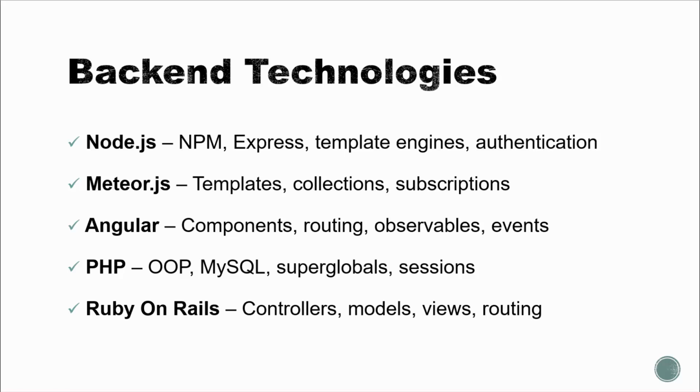Meteor.js is a framework that runs on the front end and back end, and we'll be learning about templates, collections, subscriptions, and Meteor uses MongoDB on both the front end and back end, so we'll be working with that as well. And we'll build a quick to-do list. For Angular, we'll be working with Angular 2, components, routing, observables, events, and we'll build a simple blog system. PHP, we'll talk about all the basics of PHP and then move on to object-oriented programming. We'll integrate MySQL, we'll talk about superglobal, sessions, cookies, and we'll build an application there as well. Ruby on Rails, we'll talk about the whole MVC framework, controllers, models, views, and also routing, and we'll build a blog in Ruby on Rails as well.